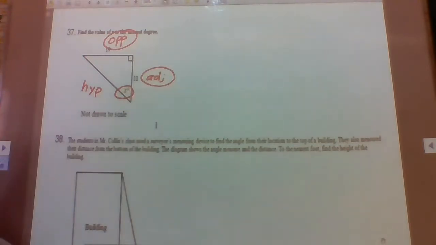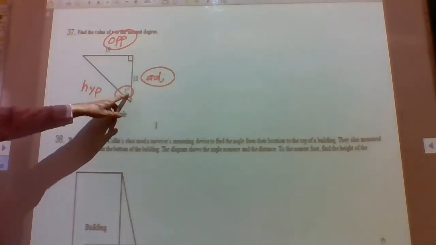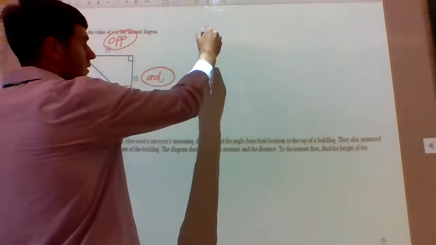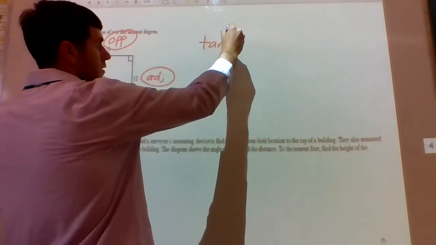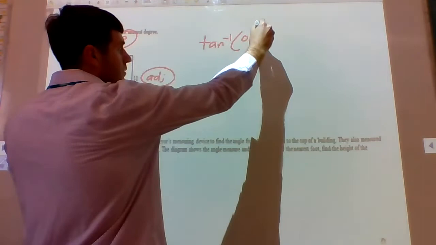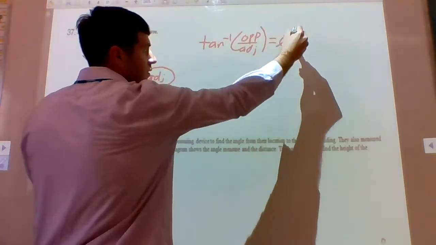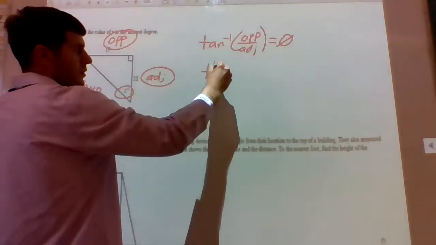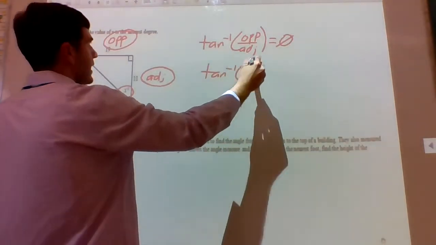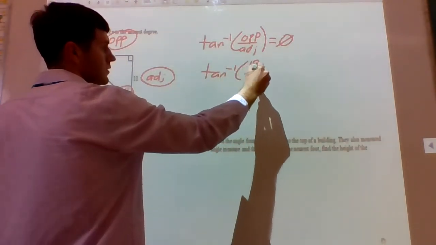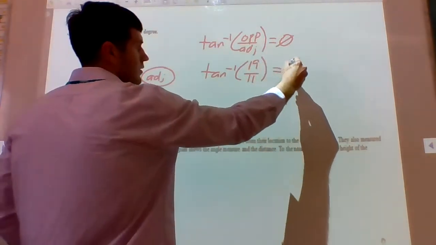So SOH CAH TOA, TOA, opposite over adjacent. And we're using inverse because we're solving for an angle, not a side. So it's going to be inverse tangent of the ratio of the opposite side over the adjacent side is going to be equal to the angle. So inverse tangent, opposite is 19, adjacent is 11, and the angle is x.